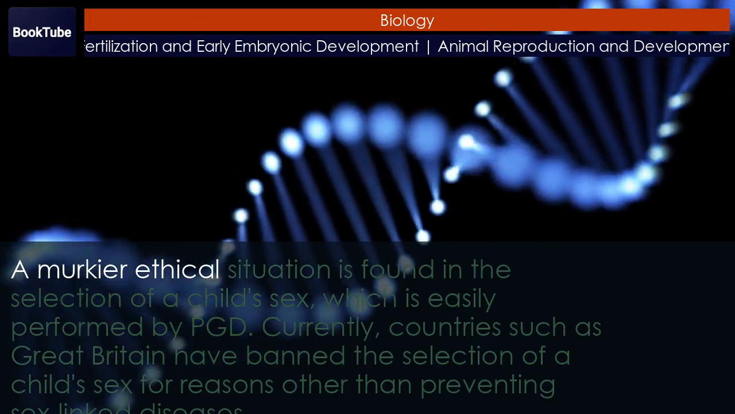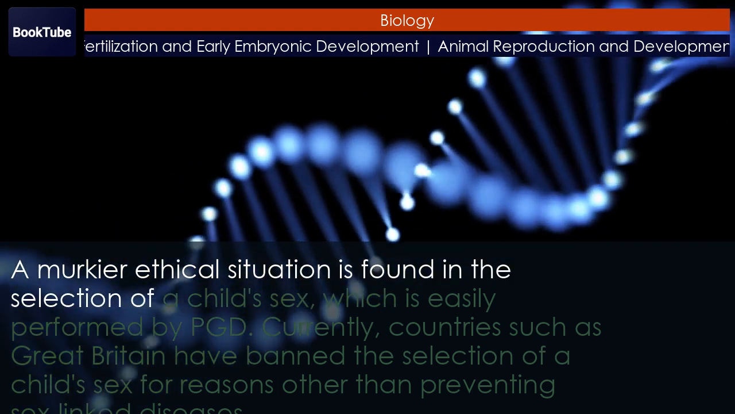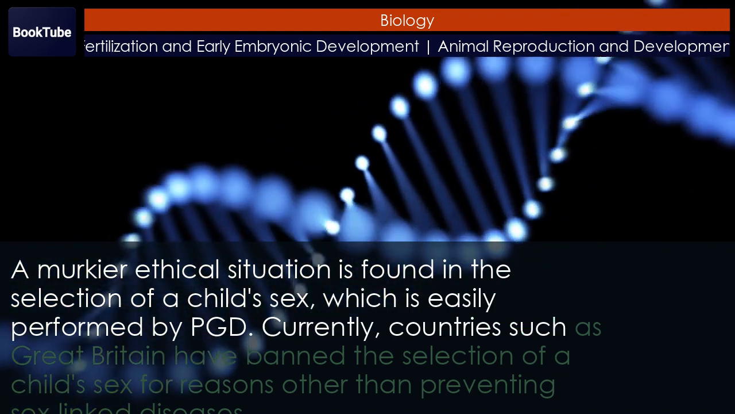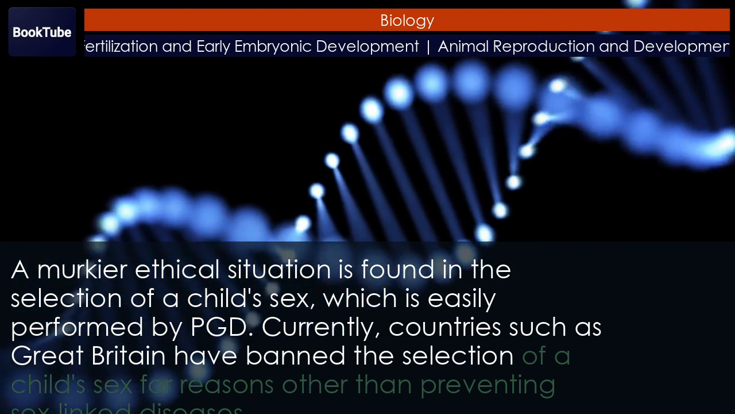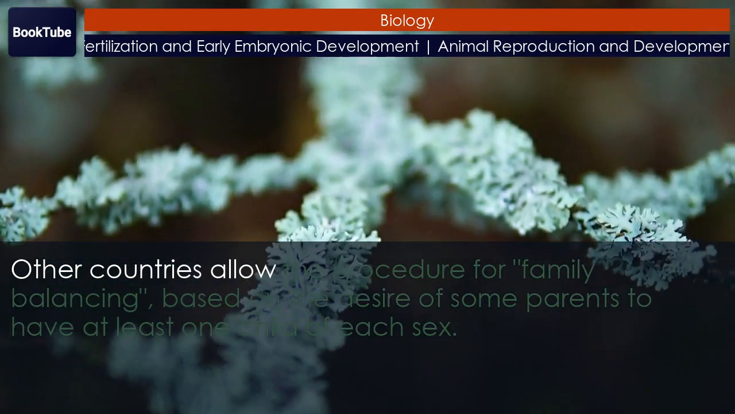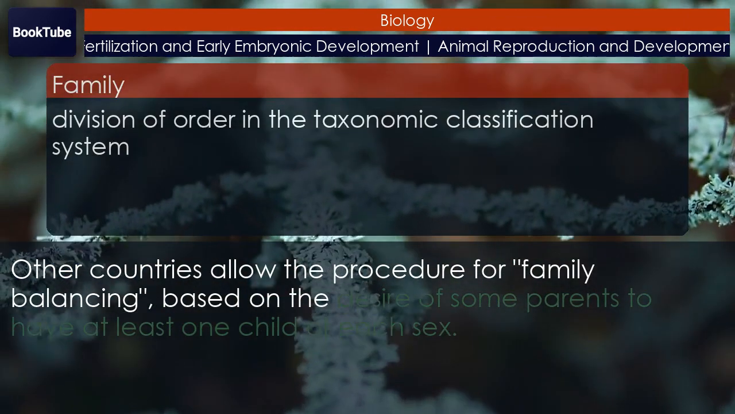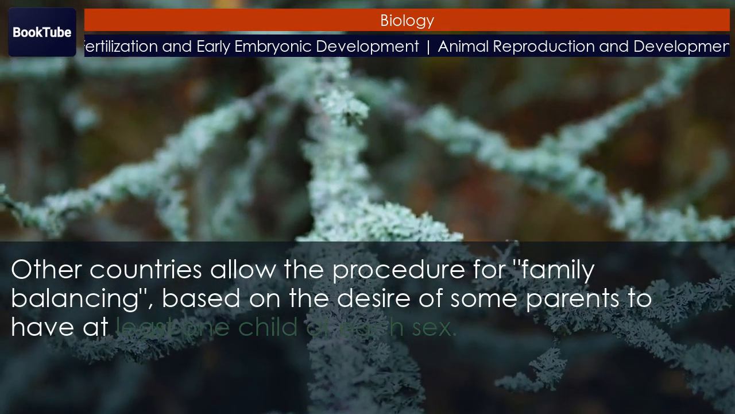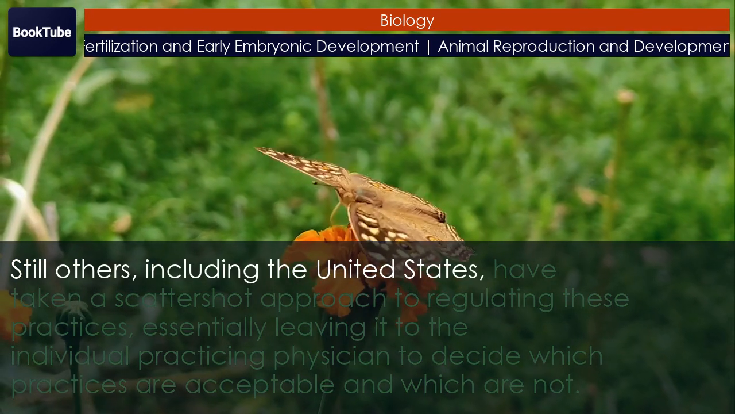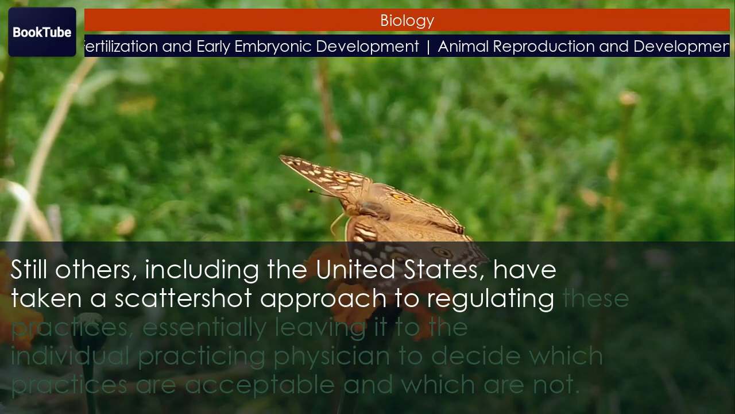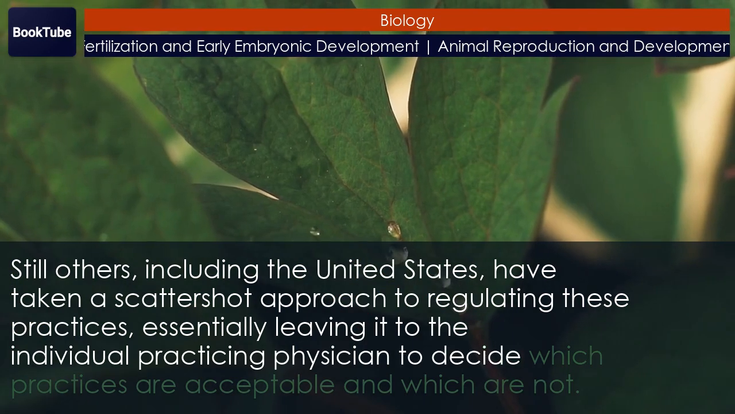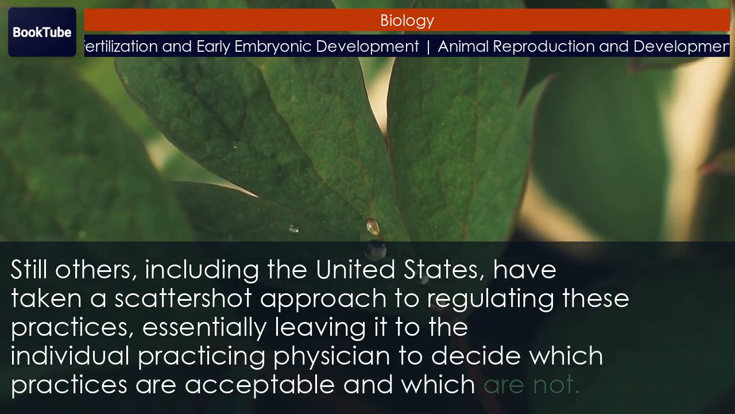A murkier ethical situation is found in the selection of a child's sex, which is easily performed by PGD. Currently, countries such as Great Britain have banned the selection of a child's sex for reasons other than preventing sex-linked diseases. Other countries allow the procedure for family balancing, based on the desire of some parents to have at least one child of each sex. Still others, including the United States, have taken a scattershot approach to regulating these practices, essentially leaving it to the individual practicing physician to decide which practices are acceptable and which are not.